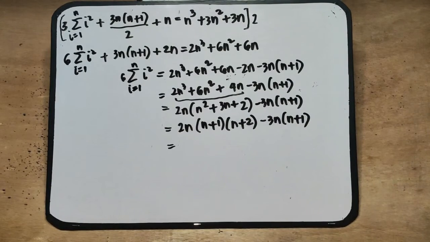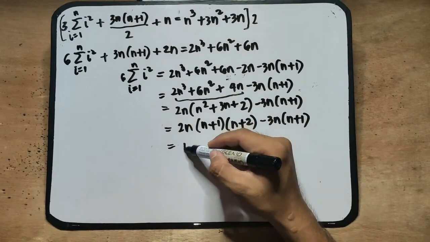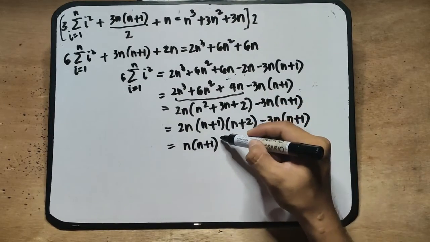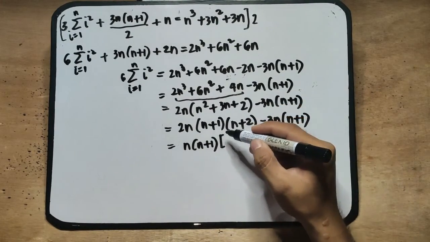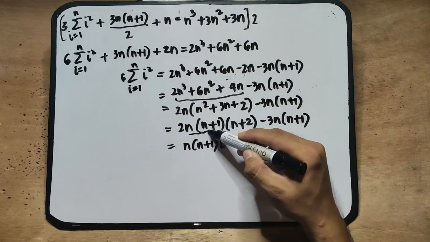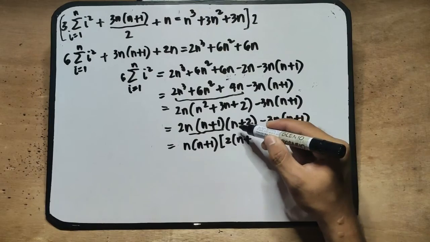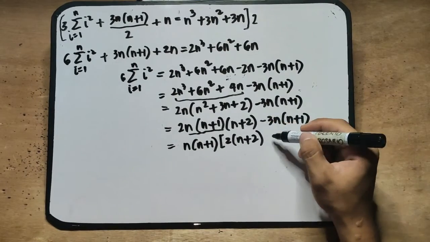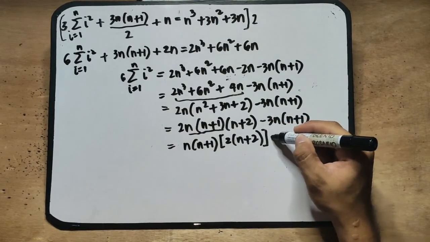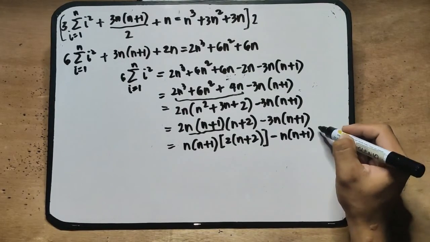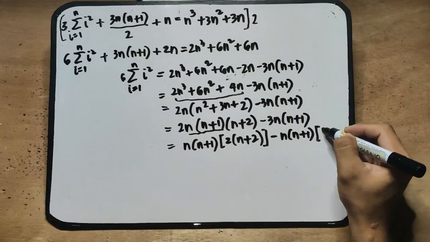So, meron silang common factor. We have n and n plus 1. Kung i-arrange natin ito, it will give us, pagsasamahin nito, ang may iwan dito ay si 2, and then si n plus 1, and then n plus 2, and then minus n times n plus 1 times 3.